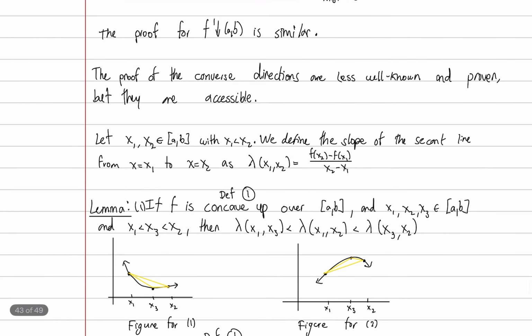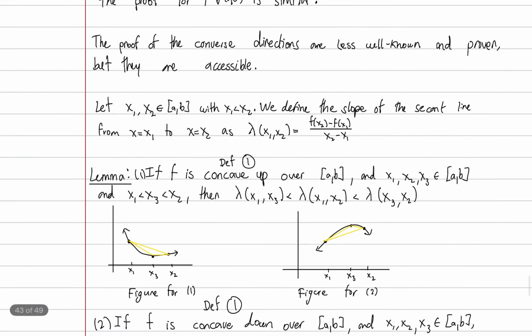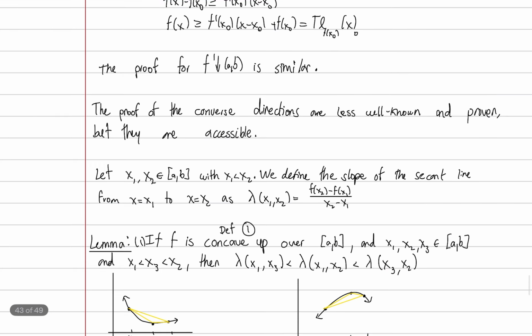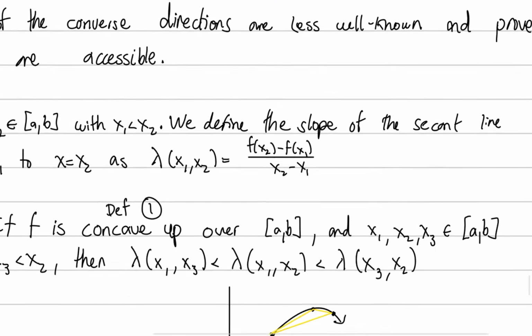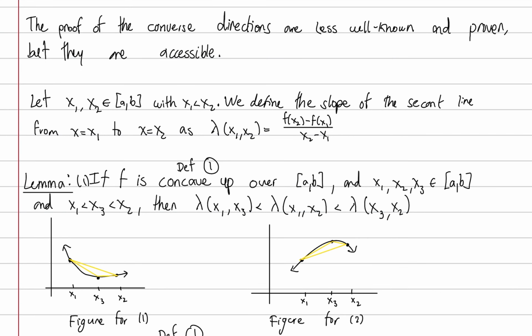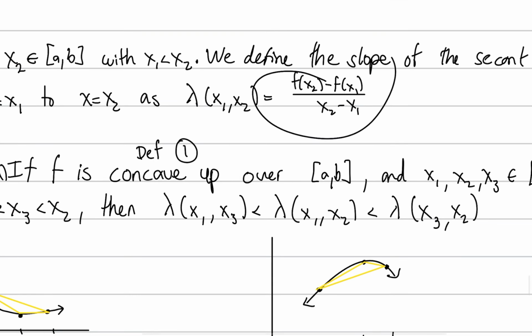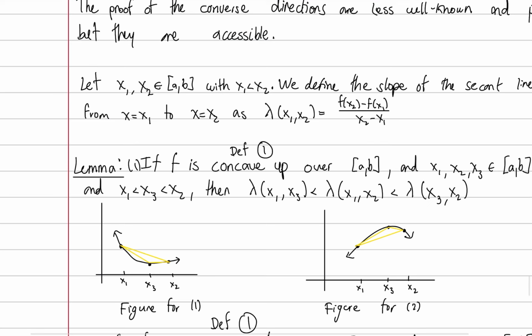So we're going to let x1 and x2 be in the closed interval with x1 less than x2, and before we enter the next proofs, we're going to need some notation. We define the slope of the secant line from x equals x1 to x equals x2 as lambda of x1 comma x2. Lambda is just the slope of the secant line, which is the following. So whenever you see lambda, just think, oh, it's the slope of the secant line, and I know how to write it.